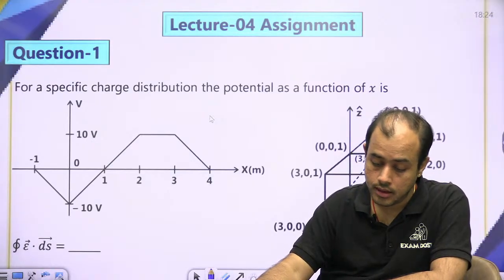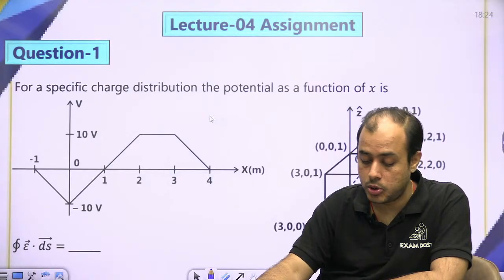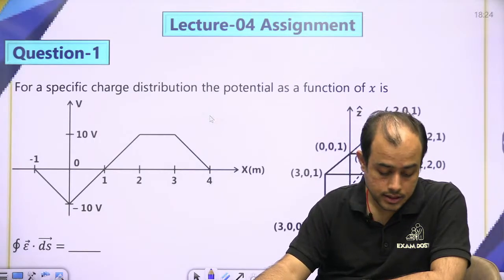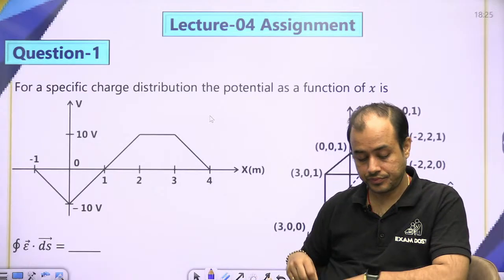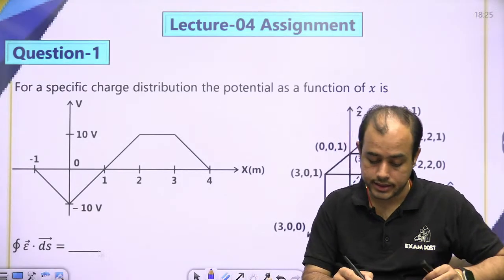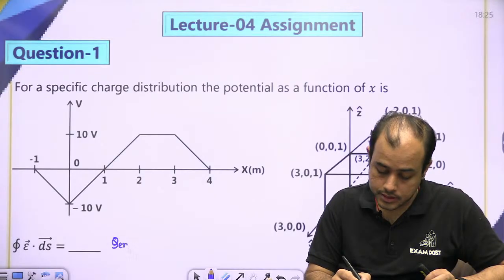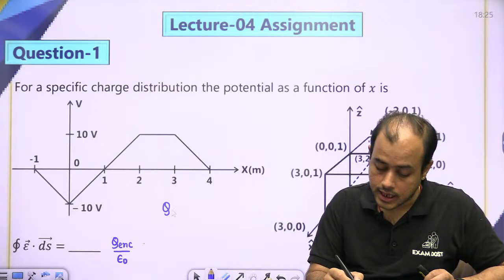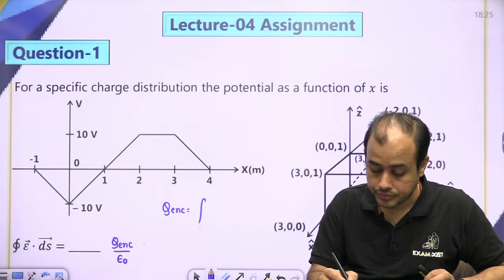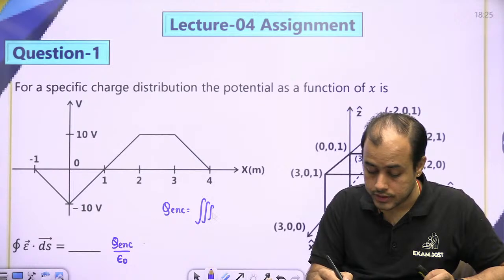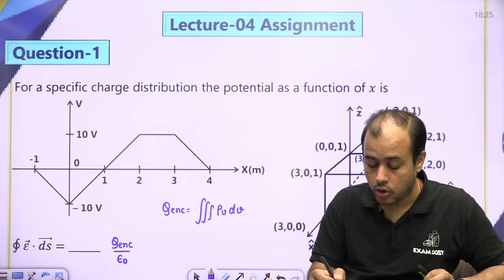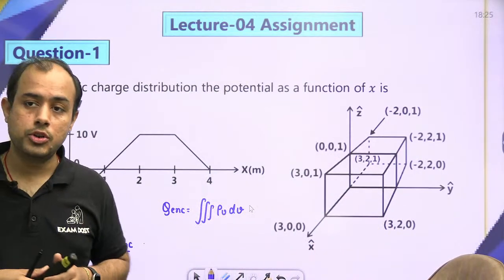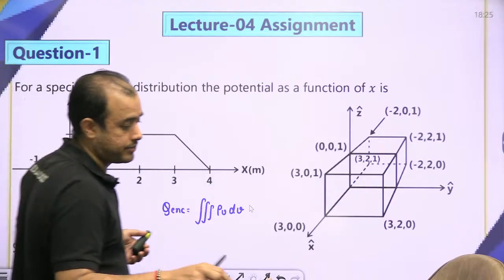For a specific charge distribution, the potential as a function of x is given. Then what is E dot ds? Now beta, E dot ds is charge enclosed by epsilon naught. Now what is charge enclosed? Charge enclosed is the volume integration of the volume charge density. Okay, the volume integration of volume charge density.